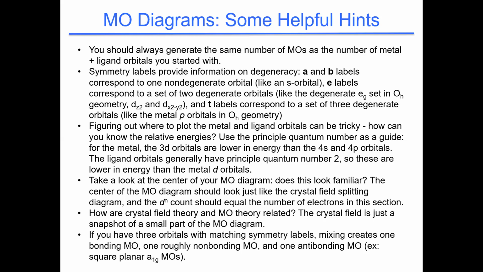Lastly, if you have three orbitals with matching symmetry labels, mixing creates one bonding molecular orbital, one roughly non-bonding MO, and one anti-bonding MO. An example that I think we went over in the first problem set was the pi molecular orbitals, or the molecular orbitals derived from the p orbitals in ozone. So if you go back to look at problem set 1, that's a good example.